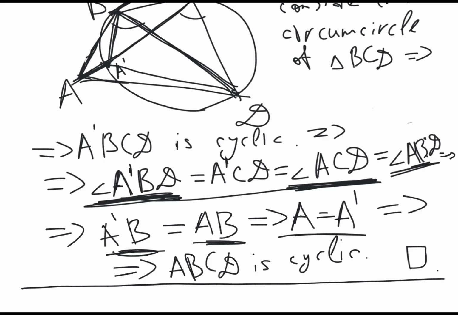Yeah, so these are basically the three main criteria that a quadrilateral is cyclic or inscribed. So that's it for this video.